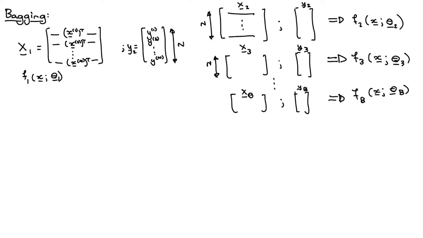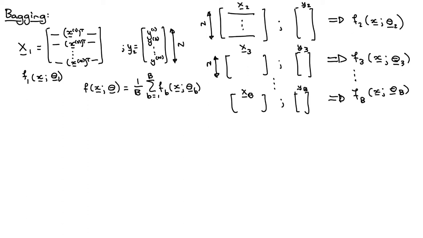Now, in the end, we want to make some prediction. What we're going to do is simply take the outputs from all of our different models, from our first model up to the Bth model, and we will just average the outputs from all of those. So our final prediction, f(x, theta), where theta is now the combination of all the parameters of all the different models, is simply the average from our B models.